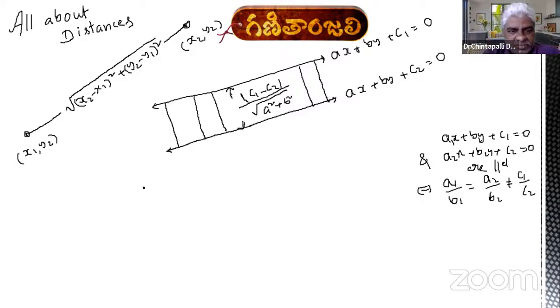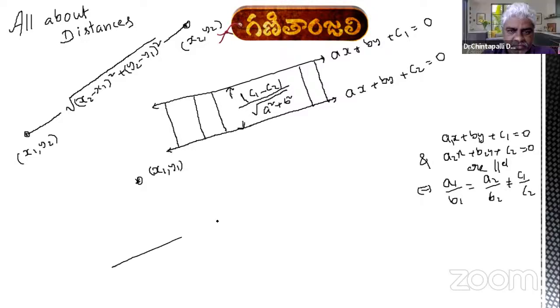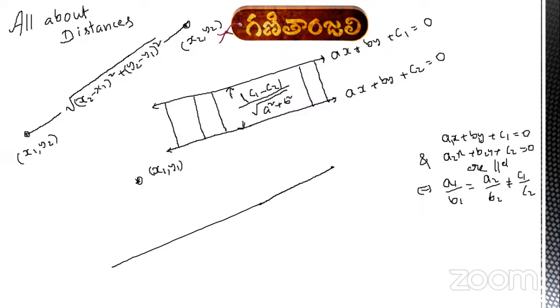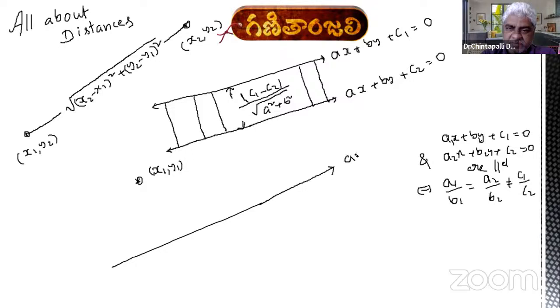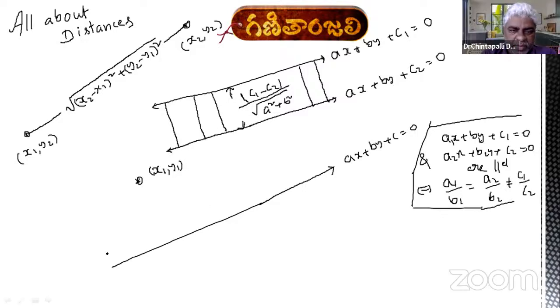Okay. Now, it is another case. It is a point whose coordinates are x1, y1. Yes, sir. This is a straight line whose equation is ax plus by plus c is equal to 0. Now, what do you mean by the distance from this point to this straight line?